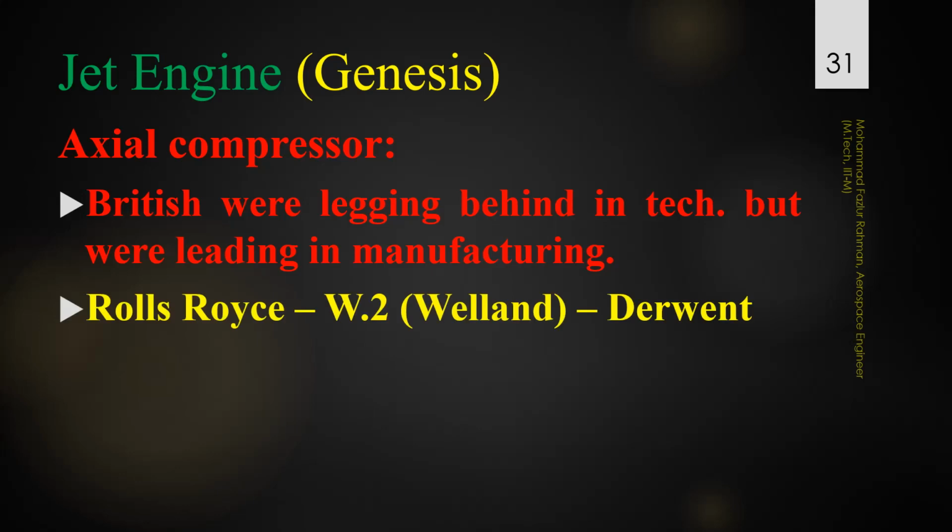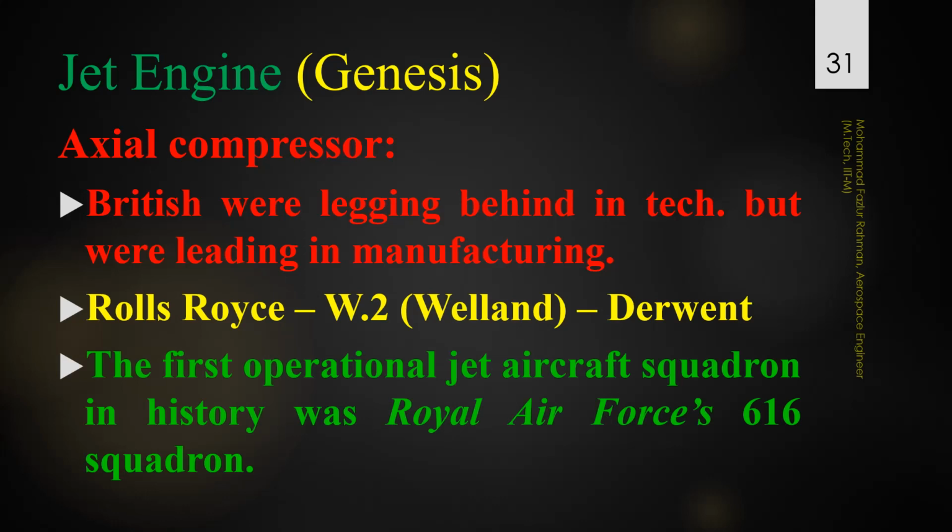Rolls-Royce was working to develop the technology, so they were working with the W.2, which was given a new name called Welland, and finally it was given another new name called Derwent, and they successfully developed an improved version of it. As a result of the good effort by these people, the first operational jet aircraft squadron in history, the Royal Air Force 616 Squadron, came into being.